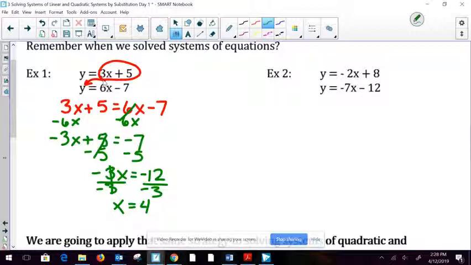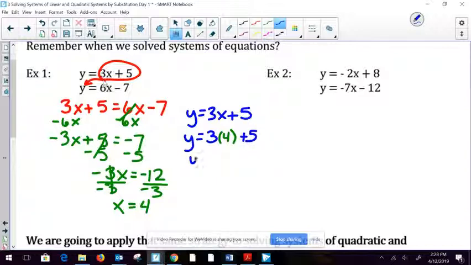Now remember with systems of equations, once you find what x is, you have to go back and figure out what y is. And the nice thing about it is it doesn't matter which equation you use. You can use the one that seems the easiest to you. For me, y is equal to 3x plus 5 seems easier. So instead of saying y equals 3x plus 5, I'm going to say 3 times 4, because that's what I just decided x was when I solved it, plus 5. So y is equal to, well, 3 times 4 is 12, plus 5 is 17. So if I were to graph these lines, they would intersect at the point (4, 17).